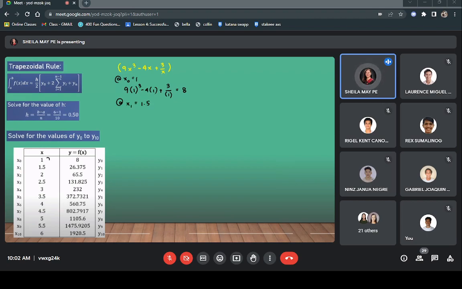Miss, why is that the flow? Remember, our lower limit is 1. Lower limit is equal to 1, and we have the step h at 0.5. So 1 plus 0.5 is 1.5, and another 0.5 makes 2, until you reach 6. And you just need to repeat the process.